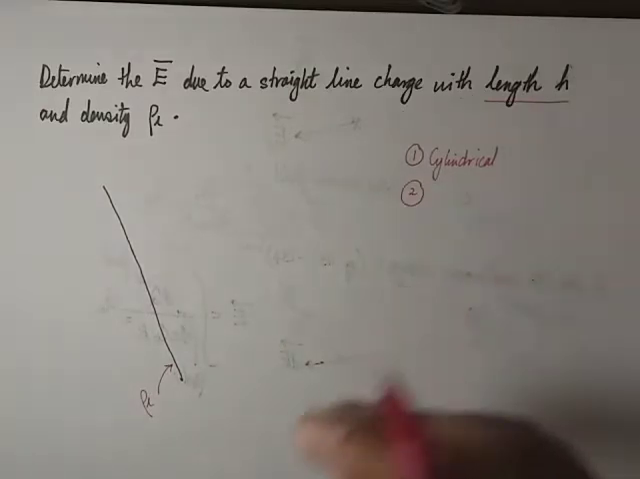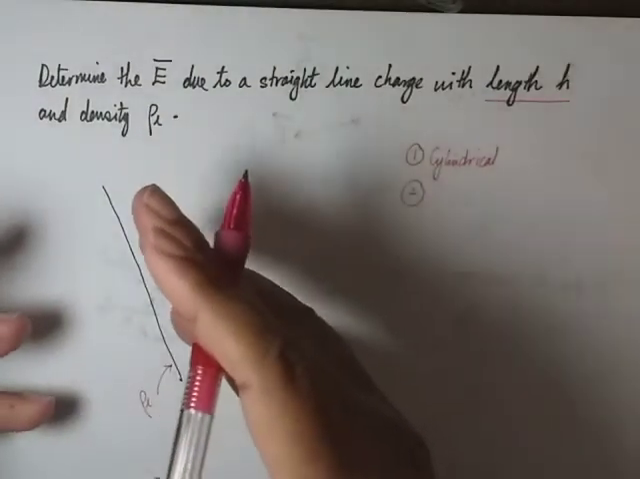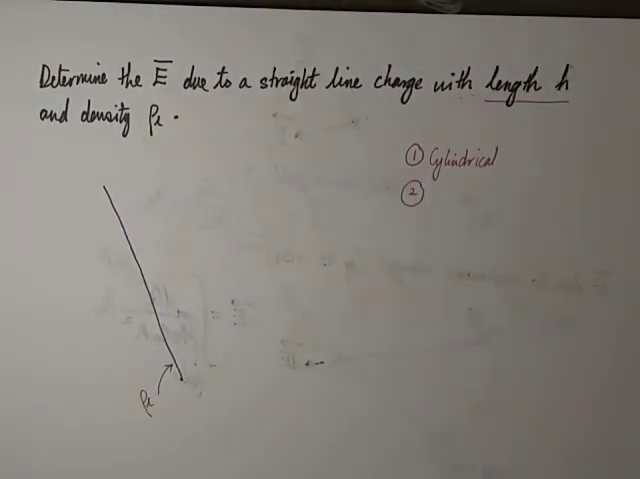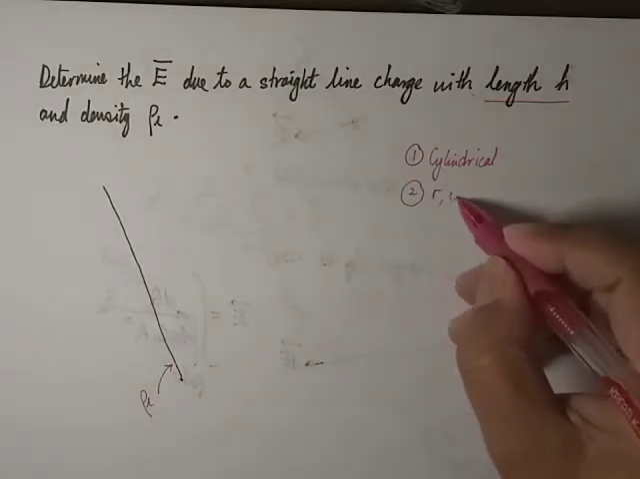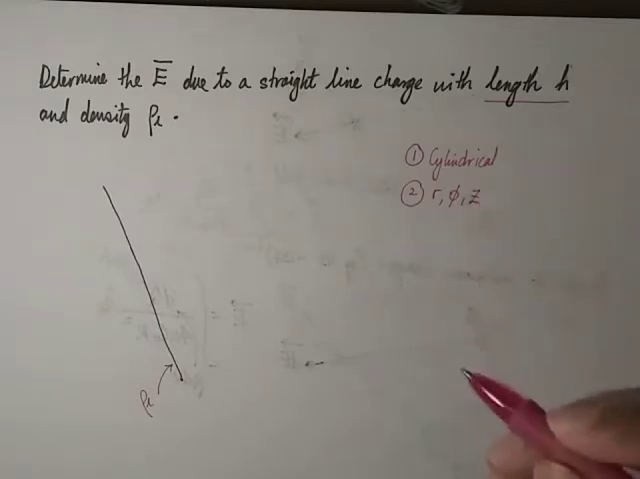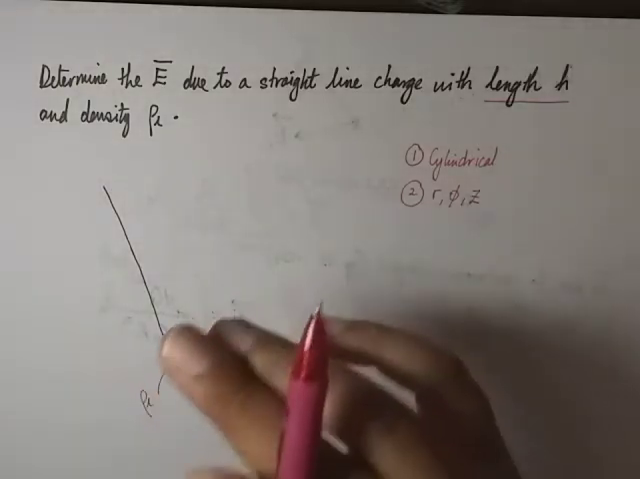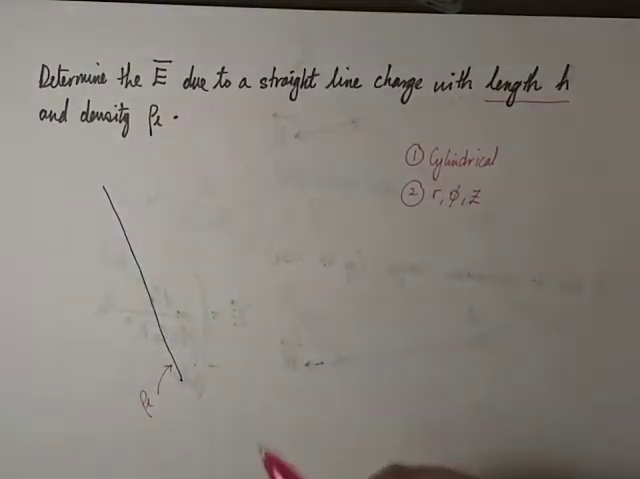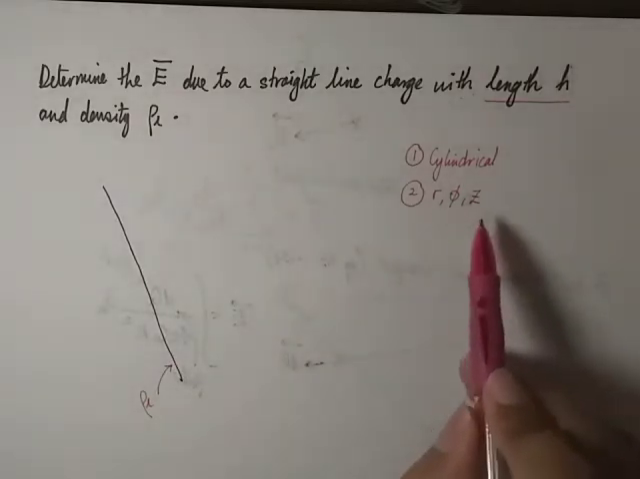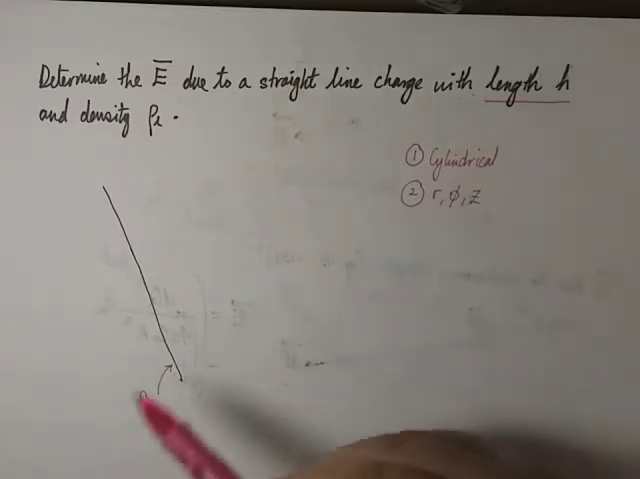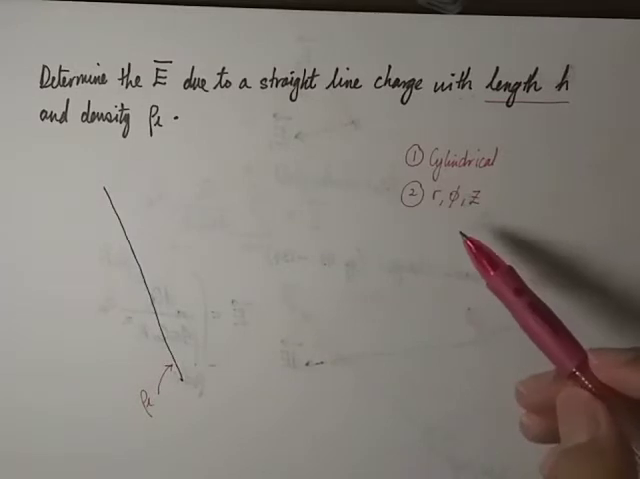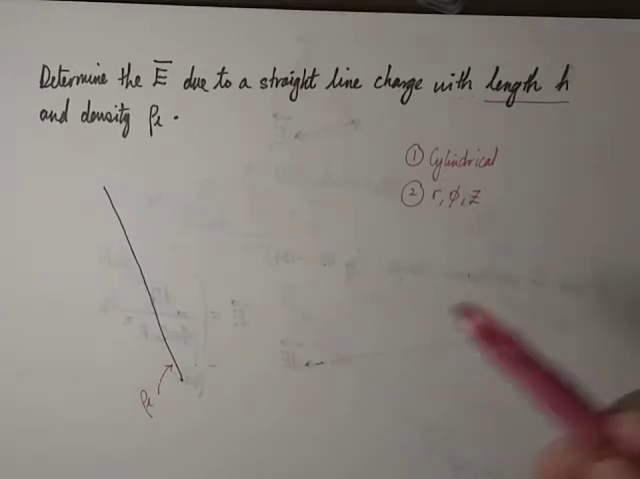Since the field here has a cylindrical behavior pattern, I know that in cylindrical, there are three variables, which are r, phi, and z. So the next step, I'm going to ask myself, how do I arrange such that I'm going to reduce the number of variables in my problem? Meaning that instead of using all the three variables, I want to arrange such that I'm going to use only maybe one variable or two variables. So how do I do that?